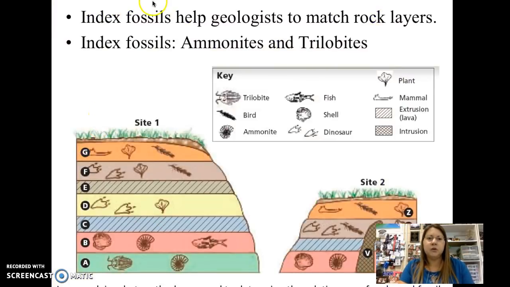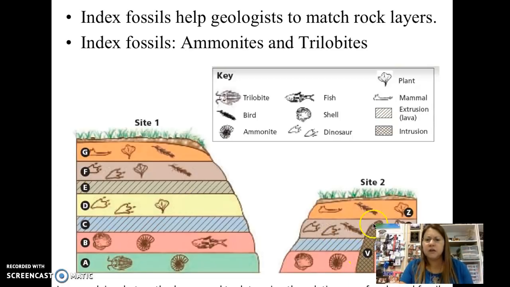So here's another example. So index fossils can be used to help scientists match with those rock layers like we were just looking at. So we have this layer and this one that are similar color. They have similar fossils in them, brachiopods, shells, ammonites, fish fossils. We've got an extrusion, so that tells us that that volcanic eruption happened over both of those areas. So those site 1 and site 2 are potentially in the same location.